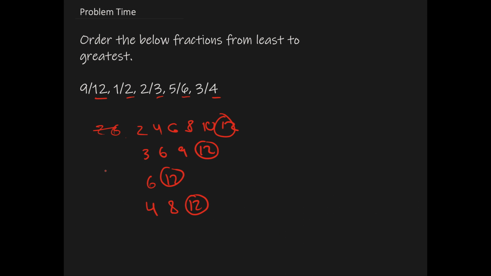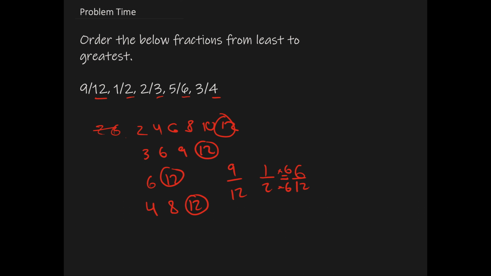So first we have 9 twelfths, which is already set. Next we have 1/2. It would take 6 to get to 12, right? Times 6. 2 times 6. 1 times 6 equals 6. So 1/2 equals 6 twelfths. I'm realizing I'm getting a little smushed here, so we're going to do this here. Next one is 2/3.